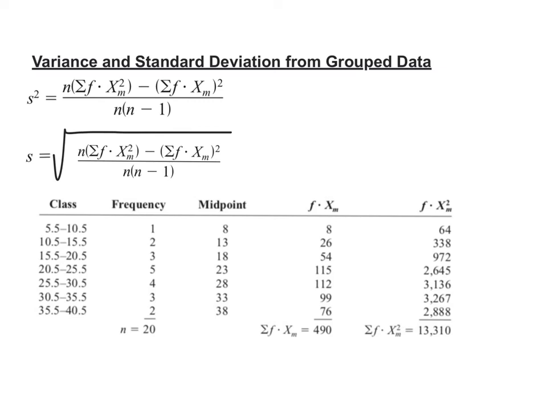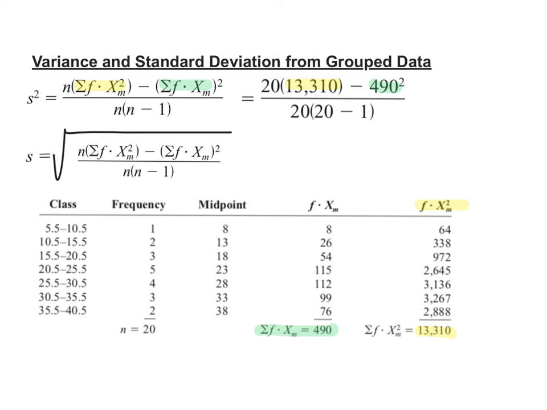Now, the sum of the frequency times the midpoint is going to go in here. The sum of the frequency times the midpoint squared is going to go here. The 20 is going to go where n is, and then of course 20 minus 1 is 19. So all I have to do now is plug it into this formula, and I'm going to plug it all in and color code it for you so you can tell what goes where. All right, so that's where the numbers are going to go.